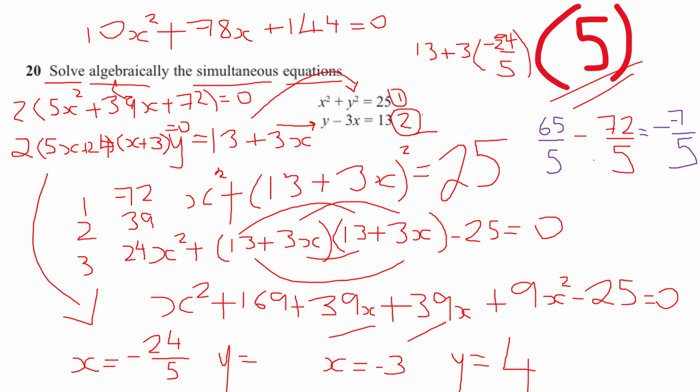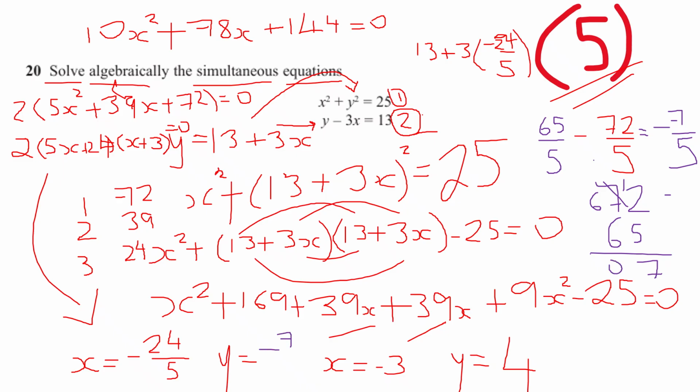Let me just double check here. So let me just do 72 here. Sorry, for some reason I can't do that in my head. I can do the other calculation in my head, but this one, for some reason, I keep making a mistake. So I'm going to borrow from there. 12 take 5, yeah, 7. Yeah, that's it. Sorry, I was double checking. So minus 7 fifths.